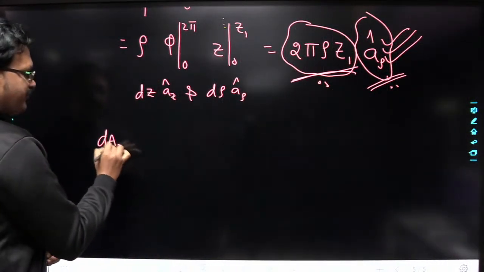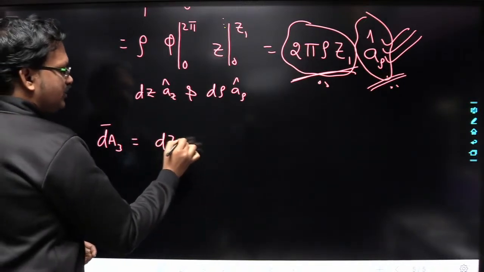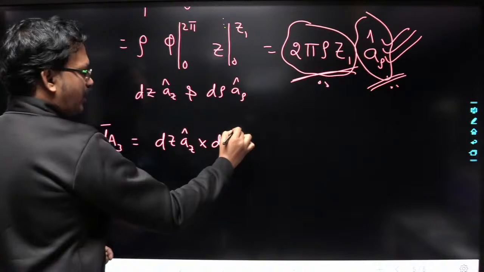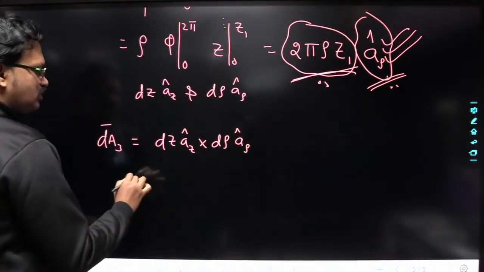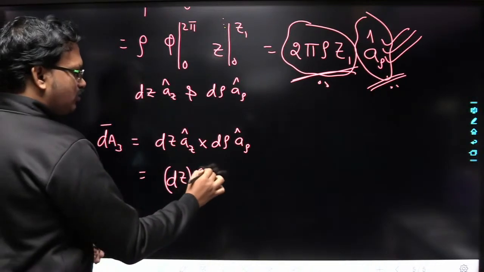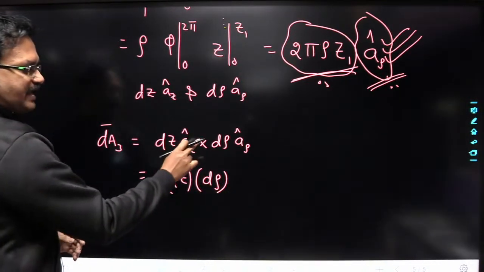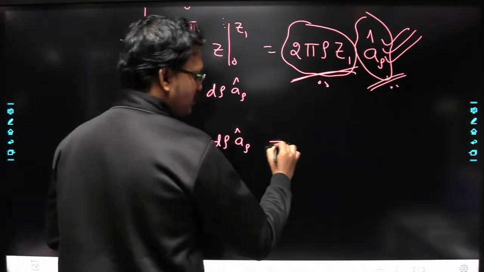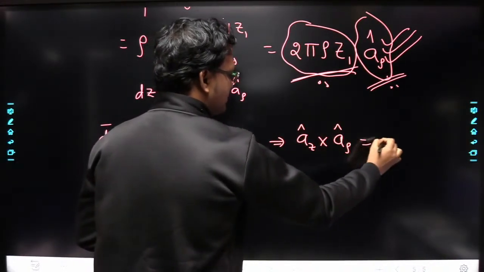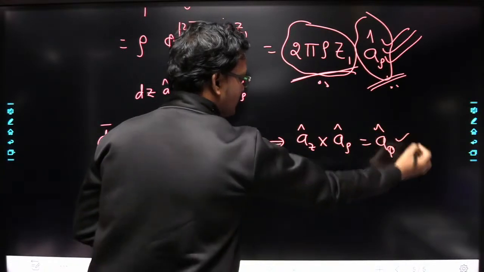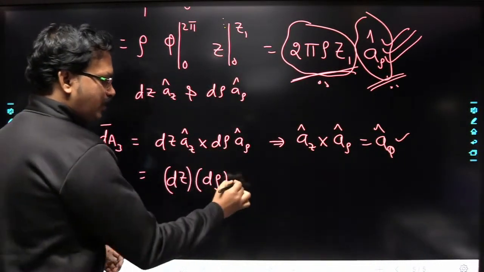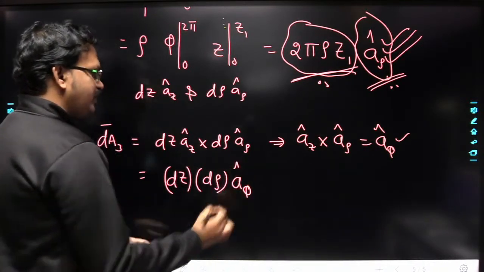Simply dA3 bar is equal to what? Is equal to dz az cap cross d rho arrow cap. So if you do the cross product, what you are going to get here? It is simply dz into d rho into az cap cross arrow cap. Az cap cross arrow cap is nothing but a phi cap. Understood? Okay.